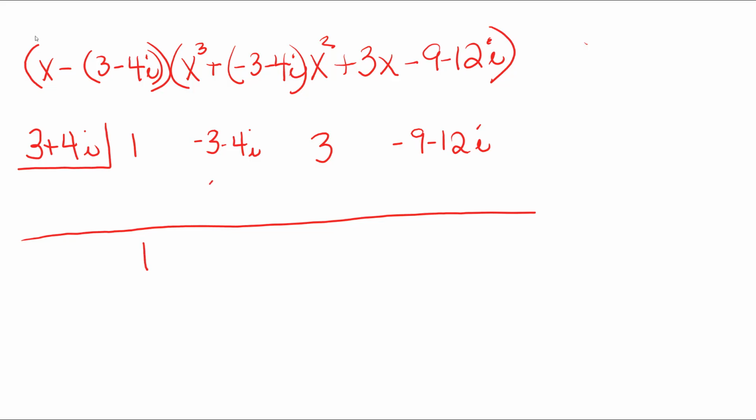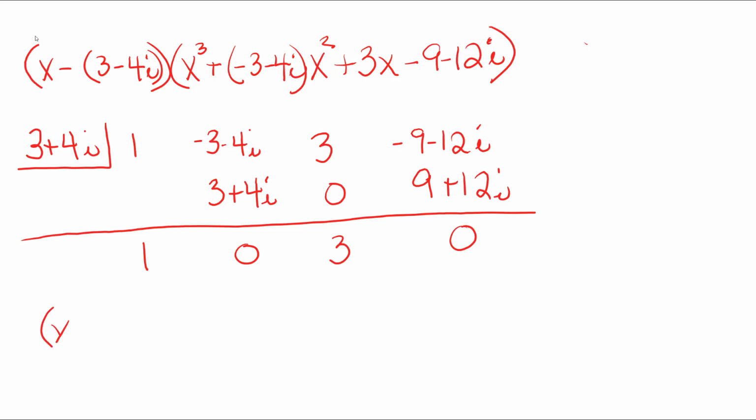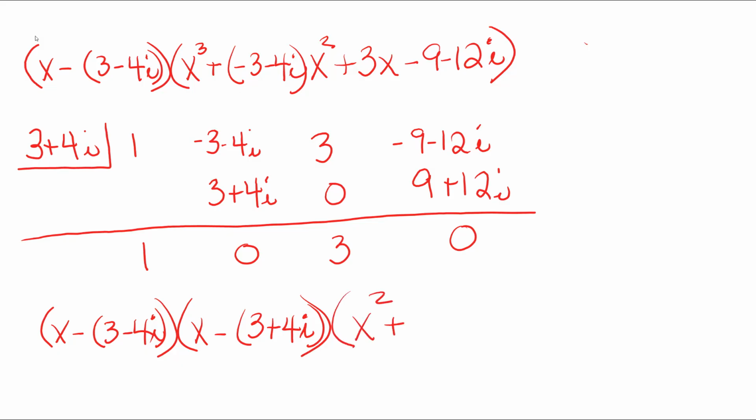So bring down the 1, multiply. You end up with 0 there. 0 times that is 0. Add them up, get 3. That's 9 plus 12i, and you get 0. So that was a lot easier than doing the first thing. So now we've got x minus 3 minus 4i, we've got x minus 3 plus 4i, and now we have x squared plus 3 left from that last division. And so we can easily find the zeros of x squared plus 3. We know that x squared would have to be negative 3, which means that x would be plus or minus square root of 3i.